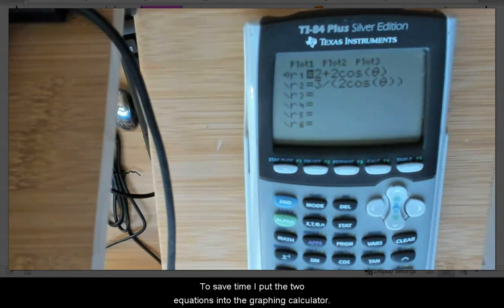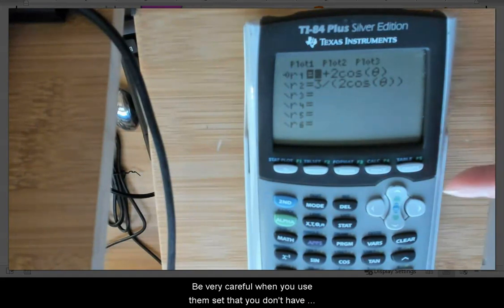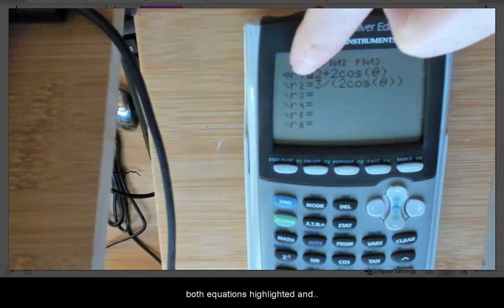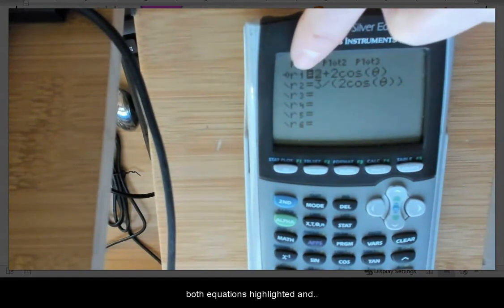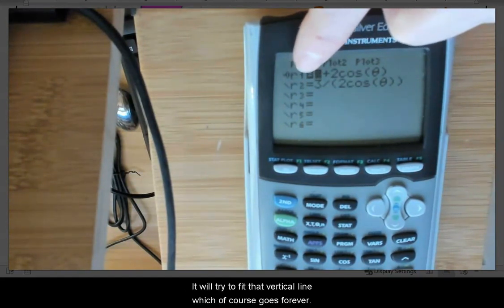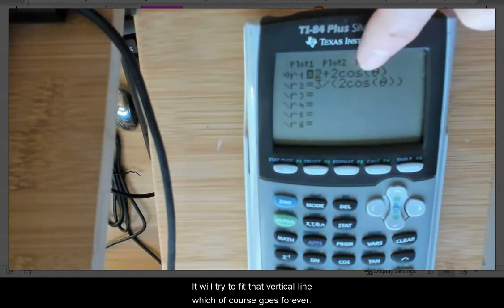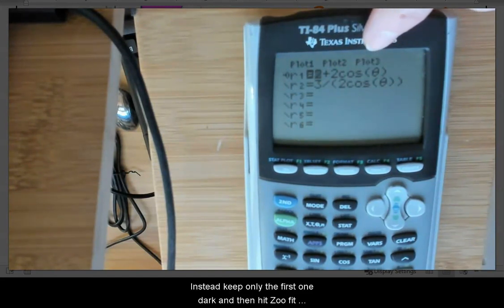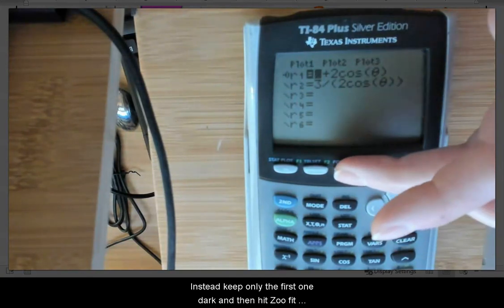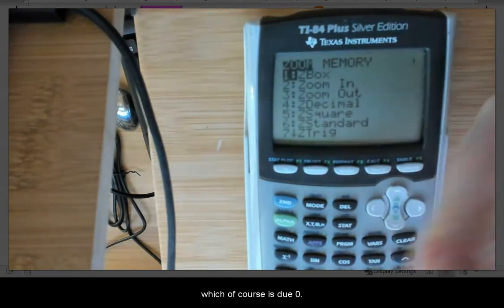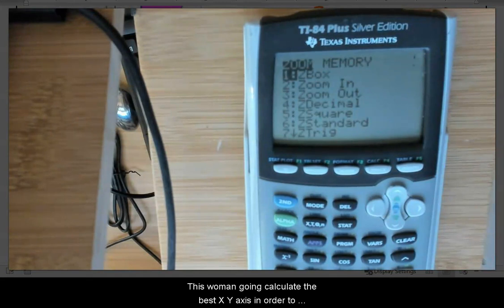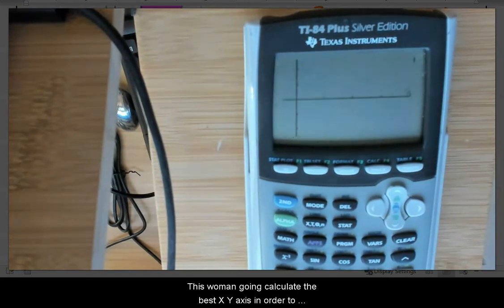To save time, I've put the two equations into the graphing calculator. Be very careful when you use Zoom Fit that you don't have both equations highlighted and dark. It will try to fit that vertical line, which of course goes forever. Instead, keep only the first one dark and then hit Zoom Fit, which of course is Zoom 0. This will then go and calculate the best XY axis in order to draw the picture.